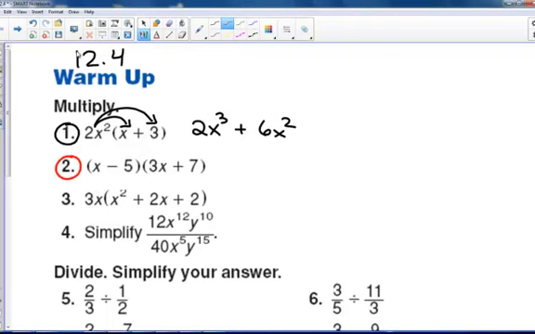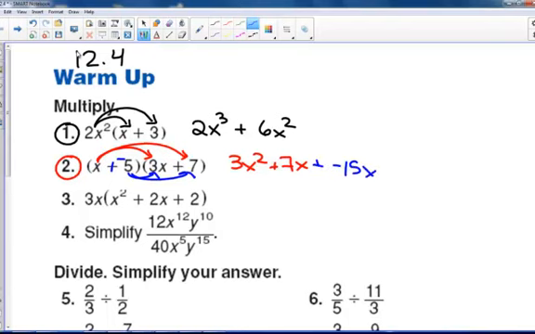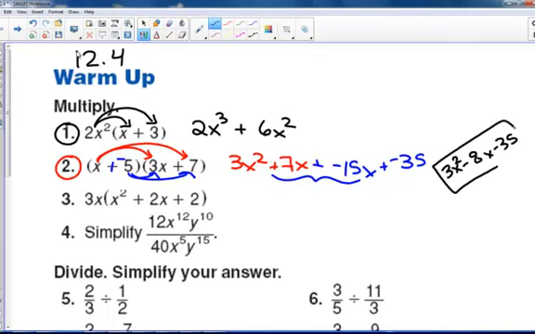This time, in number 2, we need to distribute the x first. So we would have 3x squared plus 7x. And then we'll distribute the negative 5, don't lose that negative, to get negative 15x plus negative 35. Now, we need to make sure we put the like terms together. So our final answer for this would be 3x squared minus 8x minus 35. You could put plus a negative, that'd be great.